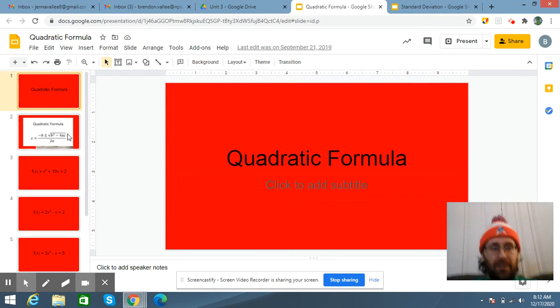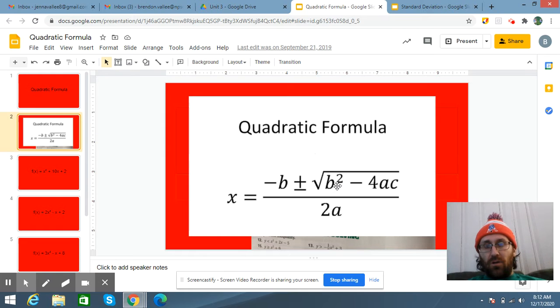Okay, here is the formula. Definitely pause this, take a screenshot, write this down in your notebook. Eventually, you'll just memorize it.